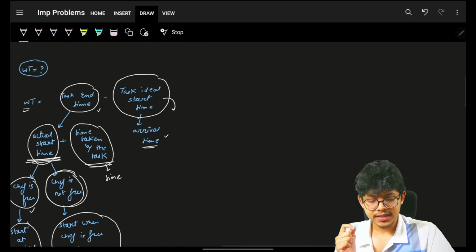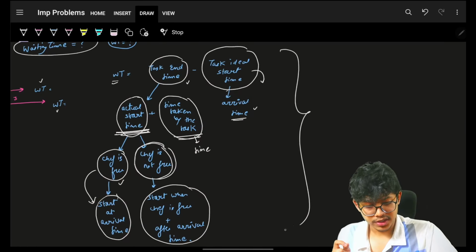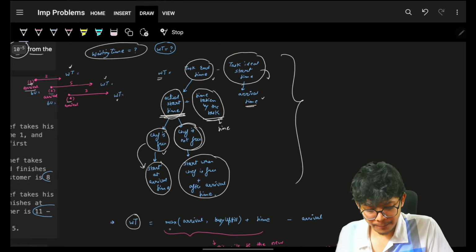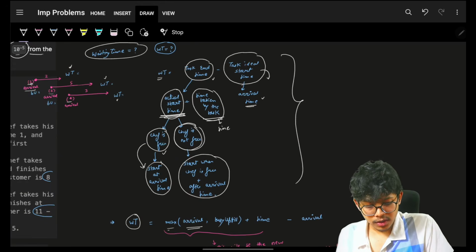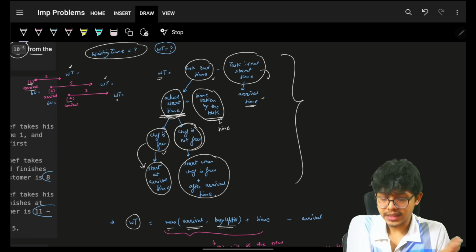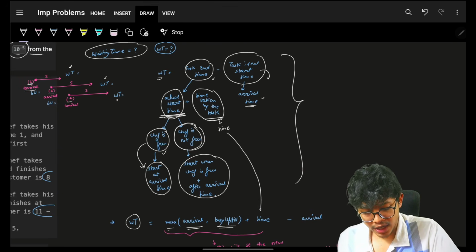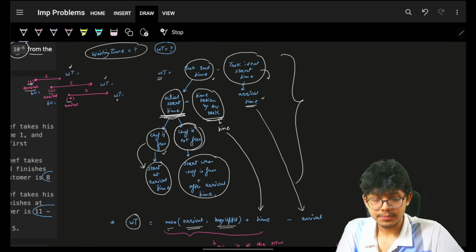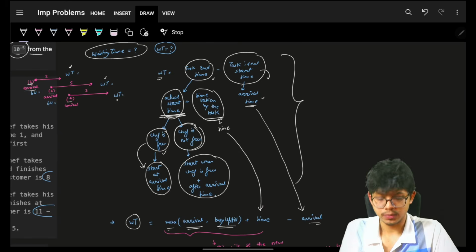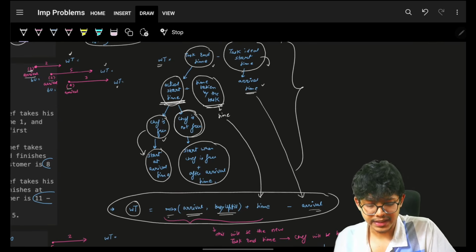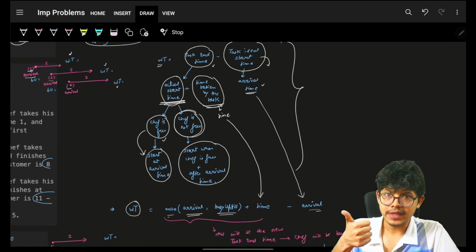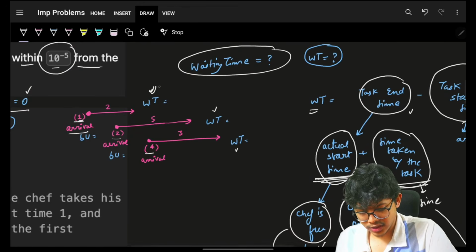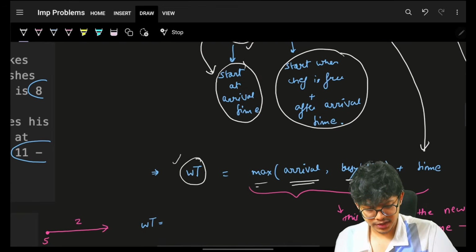So because of this logic, we realize that our actual waiting time is nothing but the maximum of arrival time or my chef busy up till time. For sure, I will have to add the time which the food will take to be made, and I will subtract the actual arrival time of the customer. Then I will get its actual waiting time. Okay, I have got the waiting time, but there was one thing. I have to find the waiting time for all the customers. So I have got it and I will get it with this formula.